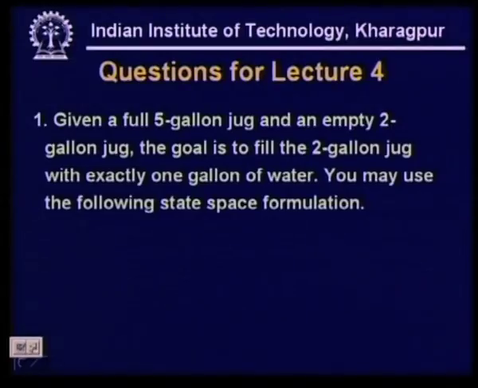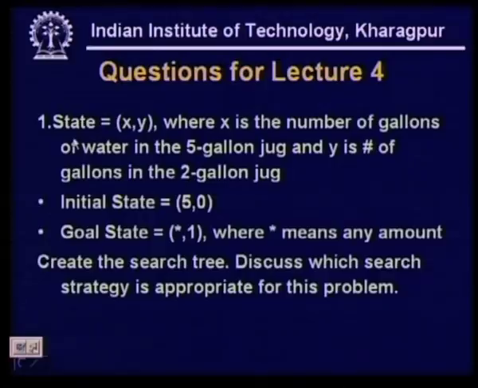So, what we will do now is discuss the solutions to the questions of lecture 4. This was the question. You are given a full 5-gallon jug and an empty 2-gallon jug. Your objective is to fill the 2-gallon jug with exactly 1 gallon of water. You use the state space formulation like this. A state is represented by a pair x y, where x is the number of gallons of water in the 5-gallon jug, and y is the number of gallons of water in the 2-gallon jug.